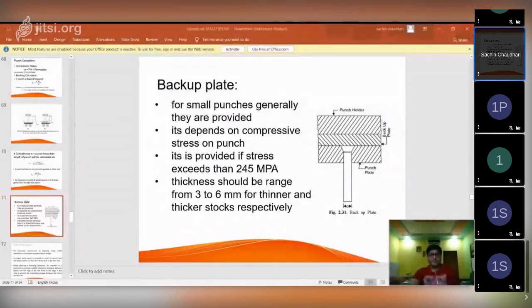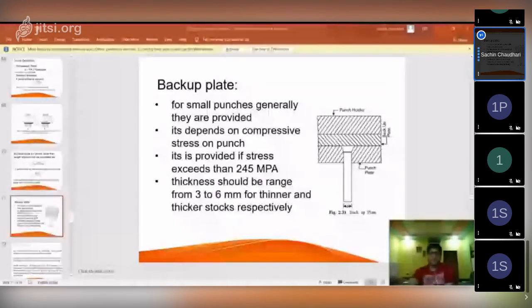Yes sir, it is visible. Okay, so then you can use a 6 mm thicker backup plate. So this is all about the backup plate, whether it is used or not. It depends upon the compressive stresses. The minimum criterion is that when your punch force exceeds 245 MPa, then you can use your backup plate, and if it is not exceeding, then you are free not to use the backup plate.